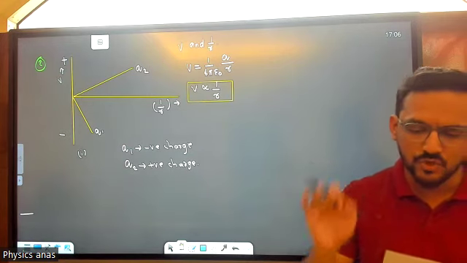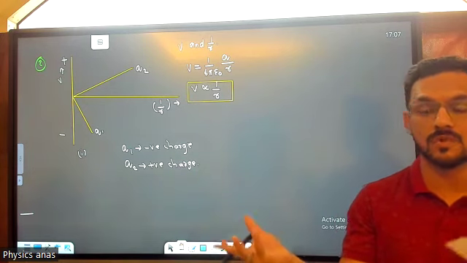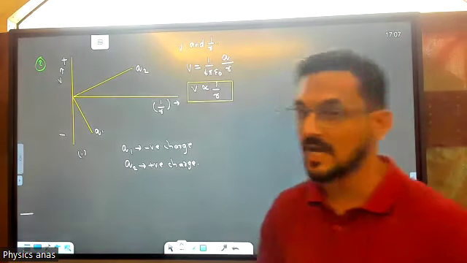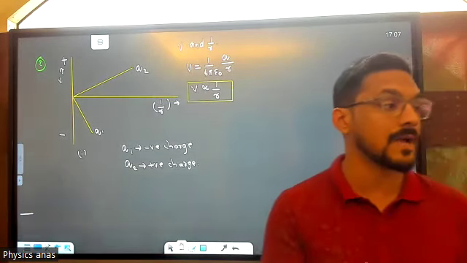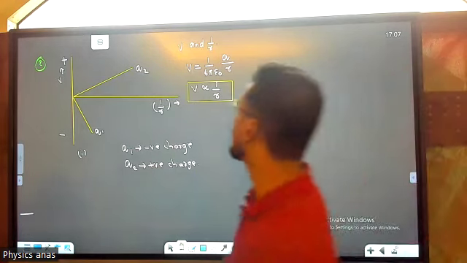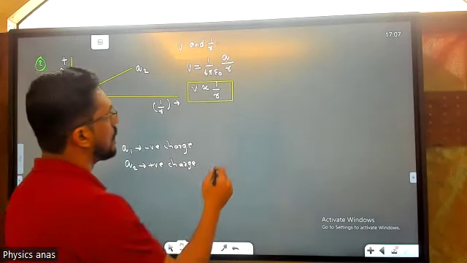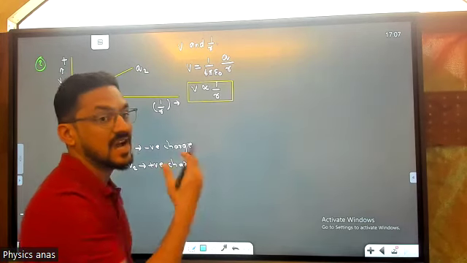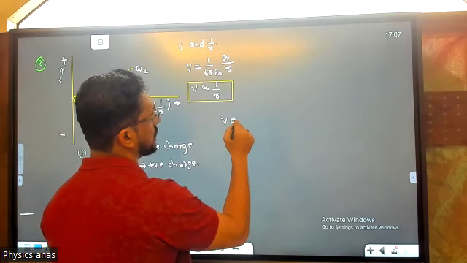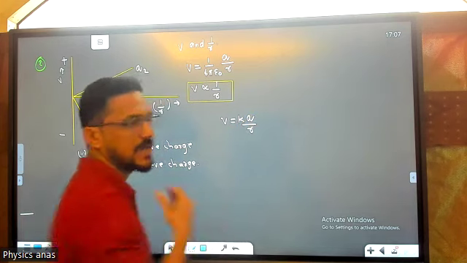And which of the two charges has a larger magnitude and why? They are asking for the charge. Which charge has a larger magnitude and why? That's the question. Just look here. How can you find the charge from this equation? Just take this as K. Then KQ by R is the equation, right?